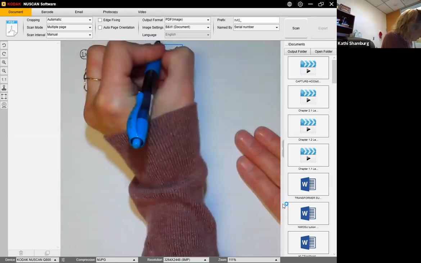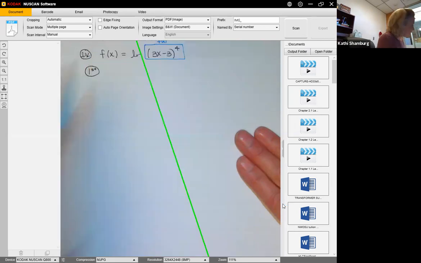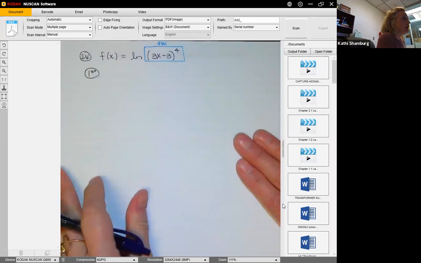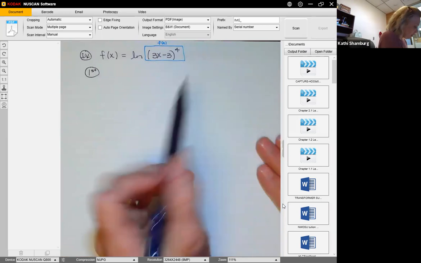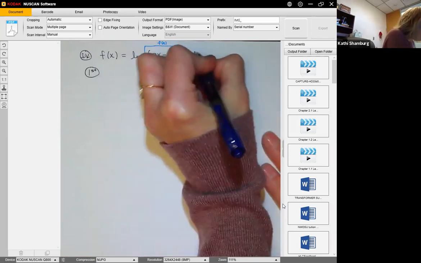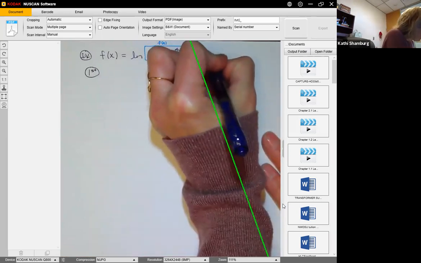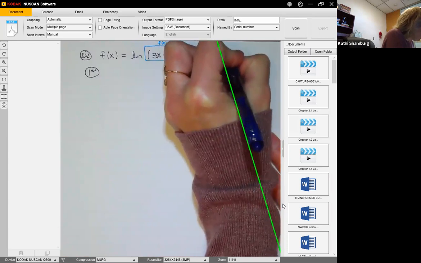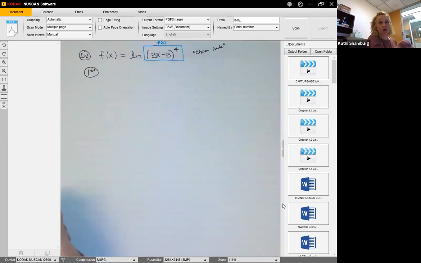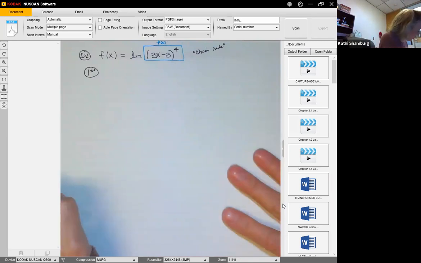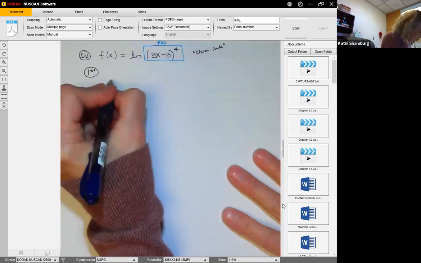This would be your f of x. But where you need to be careful is, since this exponent is on the outside of the parentheses, you are going to have to apply the chain rule when taking the derivative. So that's why it's important that you have all of those well established, what we learned earlier in the semester. Okay. All right.